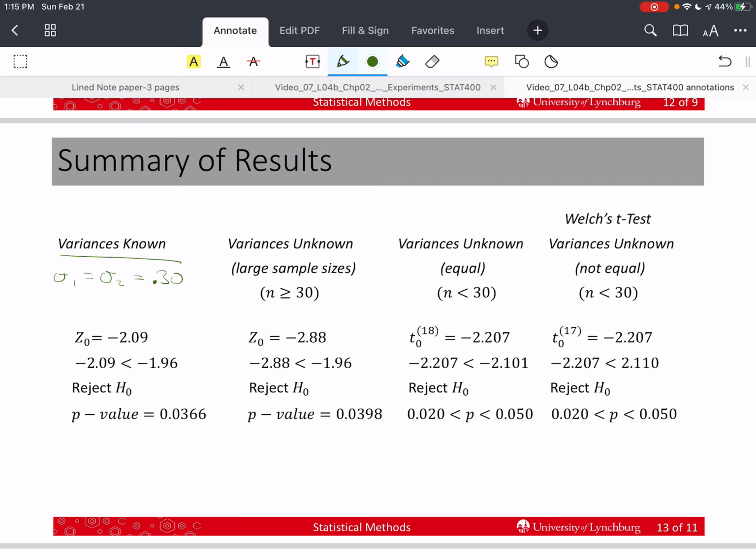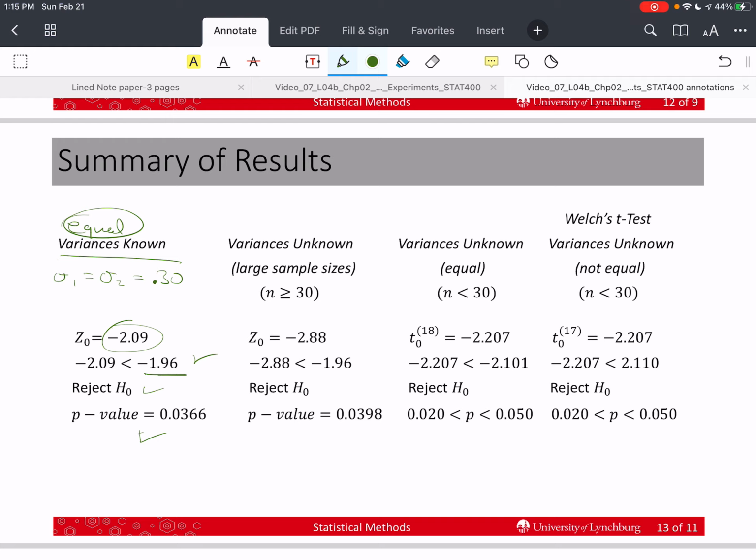And with that, we ended up with a test statistic of negative 2.09, saying that the variances were actually known and equal. And 1.96 is our critical value. This statement is true, so we reject the null. We looked up the p-value, it's 0.0366.